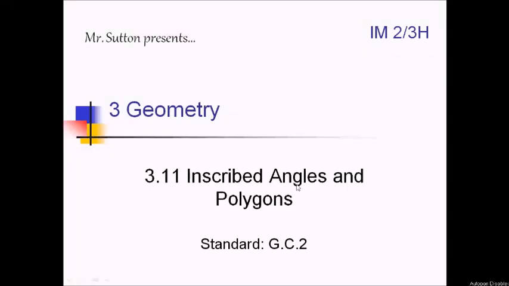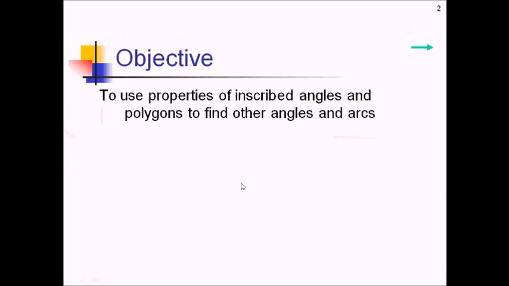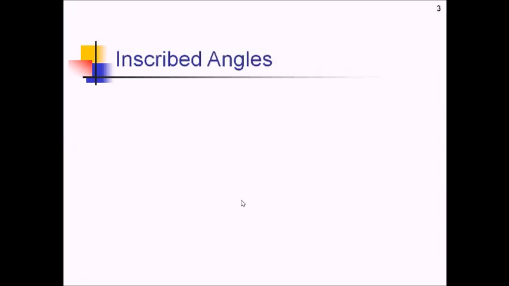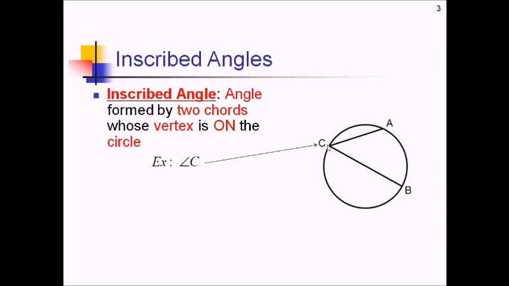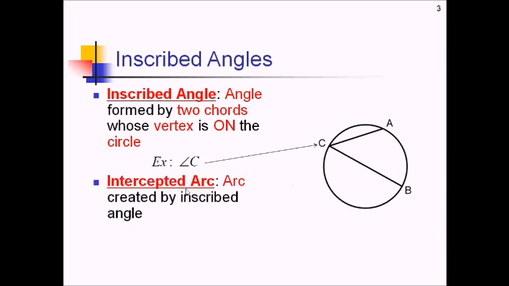In this one, as the title suggests, we are going to use properties of inscribed angles and polygons to find other angles and arcs. Just a couple definitions to get things started. When we talk about an inscribed angle, we are talking about an angle formed by two chords whose vertex is on the circle, like angle C right here. And the intercepted arc, that's the arc created by the inscribed angle. So in this case, that would be minor arc AB.